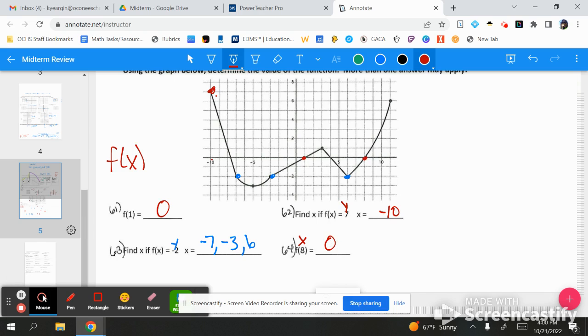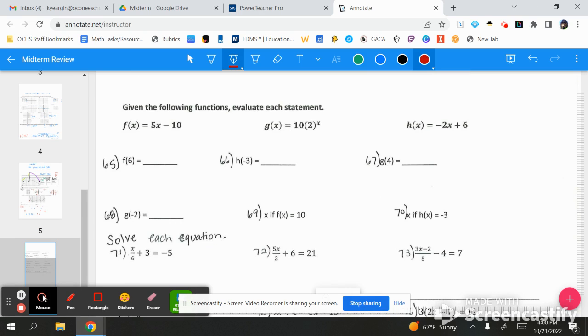Flipping to the last page. I'm given these 3 functions, f of x, g of x, and h of x. And so we're going to use this like a roadmap. Because I see f of 6, I know I'm going to use this first equation. The 6 replaces the x, so I'll plug in 5 times 6 minus 10. So 30 minus 10 will give me 20.